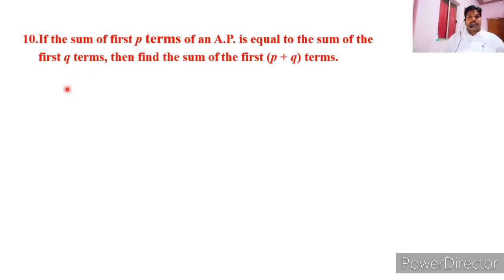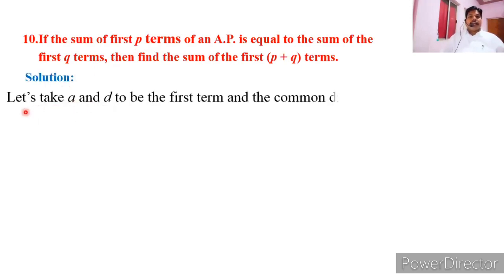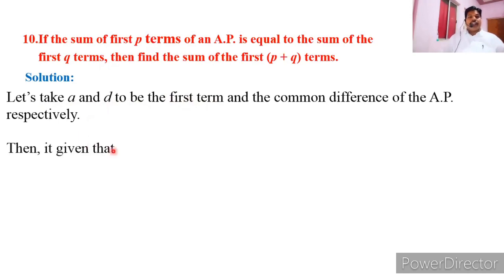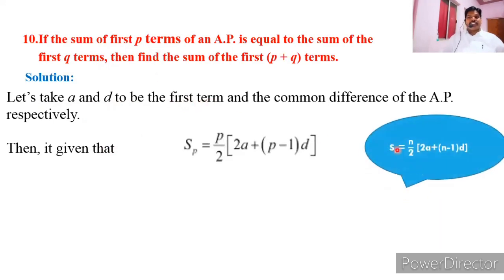So see, students, what is given. First, let a be the first term and d be the common difference of an arithmetic progression. In the question, it is given the sum of first p terms of an arithmetic progression. Already we know Sn is equal to n by 2 into (2a plus (n minus 1) into d). This is the sum of n terms.